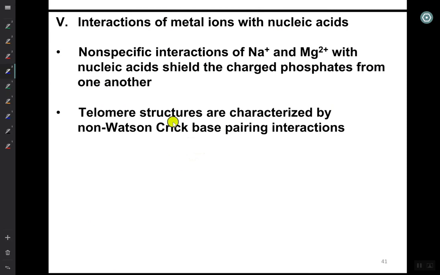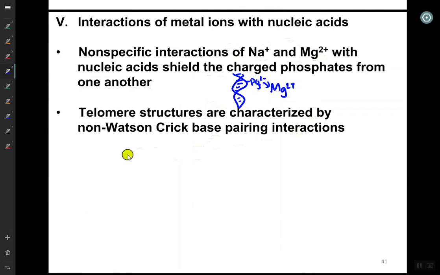Some metals interact with nucleic acids, and we've already seen this in a previous lecture. Non-specific interactions of potassium, sodium, and magnesium with nucleic acids shield the charged phosphates from one another. You know that DNA, because it has phosphate groups on the nucleotides, is actually a polyanion. By having a positively charged cation, you get an electrostatic interaction that helps to neutralize the anionic charges. So these ions actually stabilize the DNA structure.